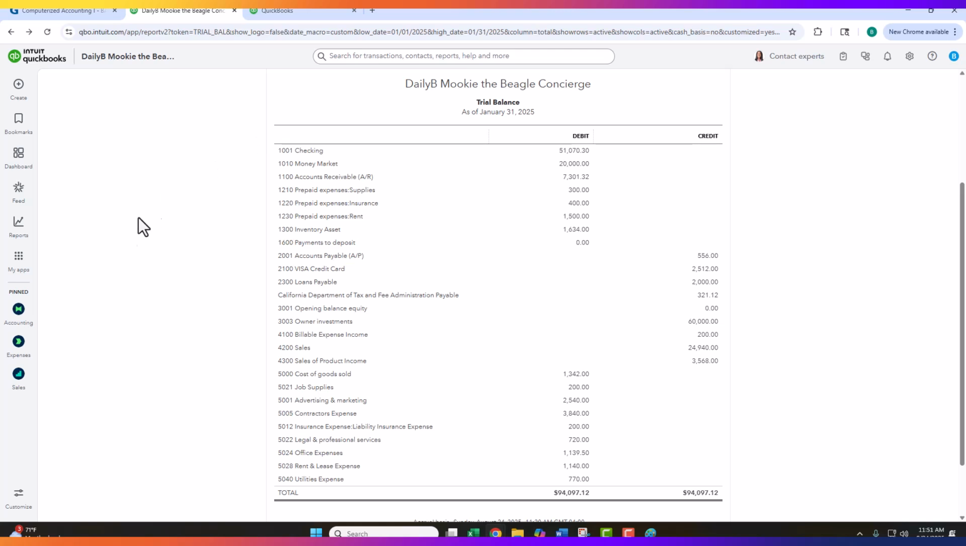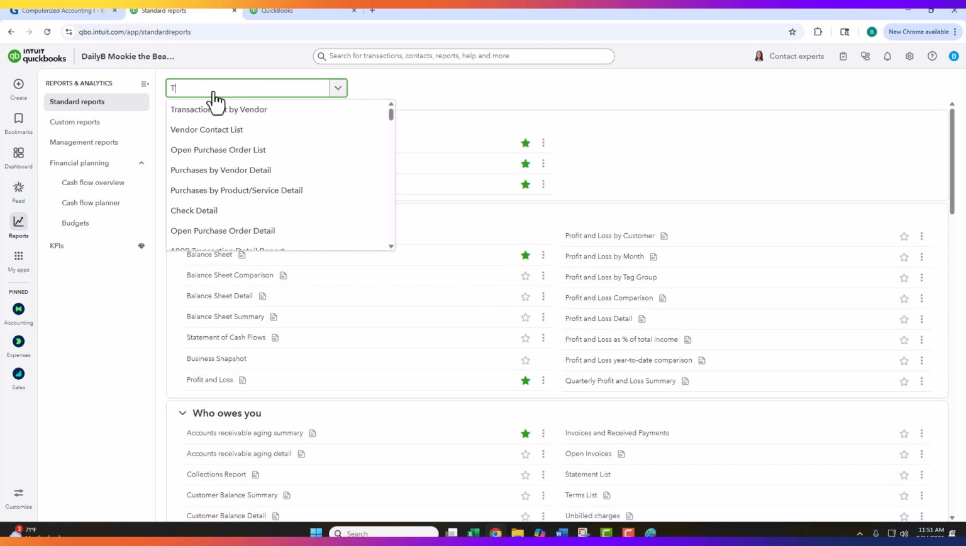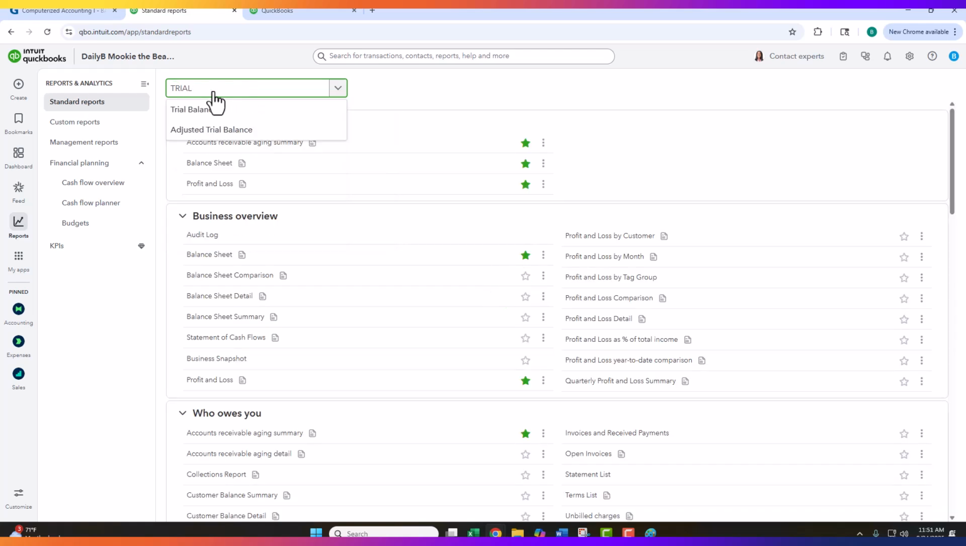So now if I go back to my reports and pull up my standard report and my trial balance, I can just type that up top here.